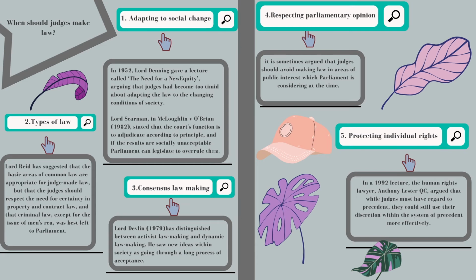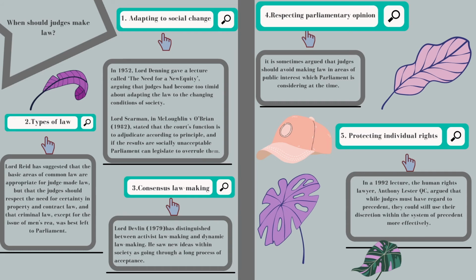Secondly, types of law. Lord Reid has suggested that the basic areas of common law are appropriate for judge-made law, but that the judge should respect the need for certainty in property and contract law, and that criminal law, except for the issues of mens rea, was best left to Parliament. Thirdly, consensus lawmaking. Lord Devlin has distinguished between activist lawmaking and dynamic lawmaking. He saw new ideas within society as going through a long process of acceptance.